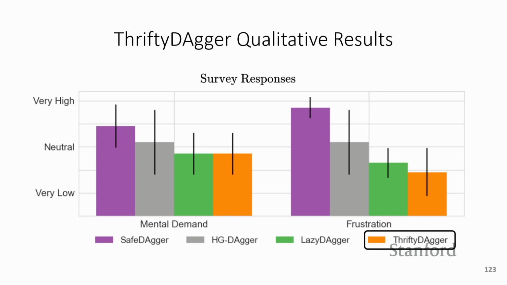And what's cool is when we looked at the qualitative results after this, we found that overall, people found ThriftyDAgger to be much lower in terms of mental demand and much lower in terms of frustration. So they weren't constantly being thrashed, where the robot was querying for help, letting them go back to concentration, then querying for help again. They also were able to accomplish their task, and the robots only asked for help when they really needed it.